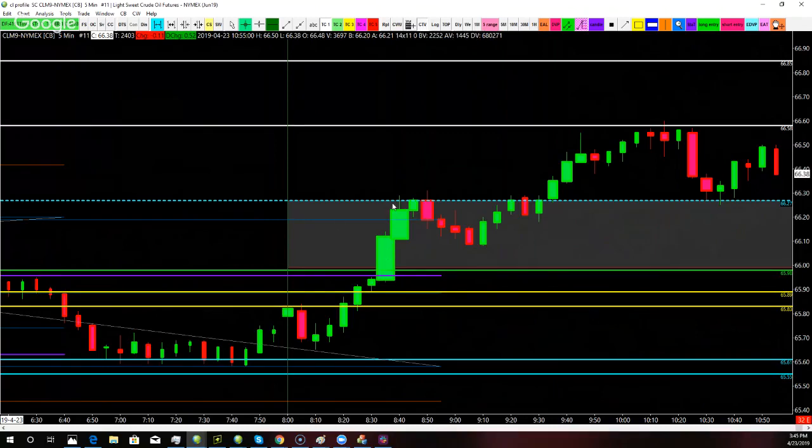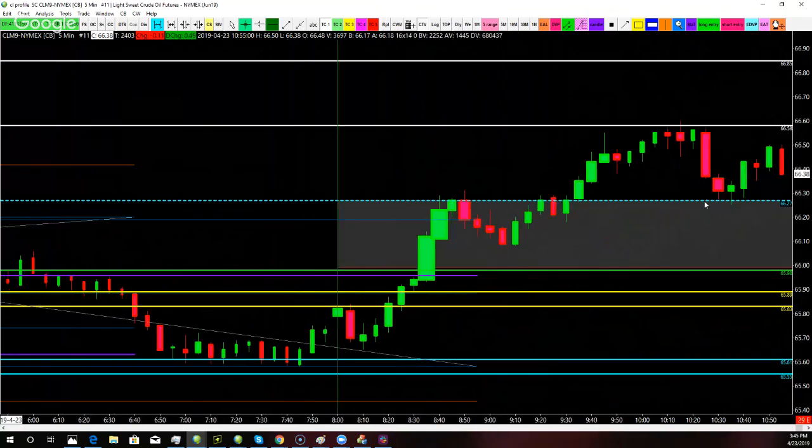We pushed through the poorly auctioned area, meaning there was very little volume and very little time spent in this area last time we were in here. Then we traded right up to the white zone. We tested the white zone several times, rejected, and rotated back down to the top of the poorly auctioned area.